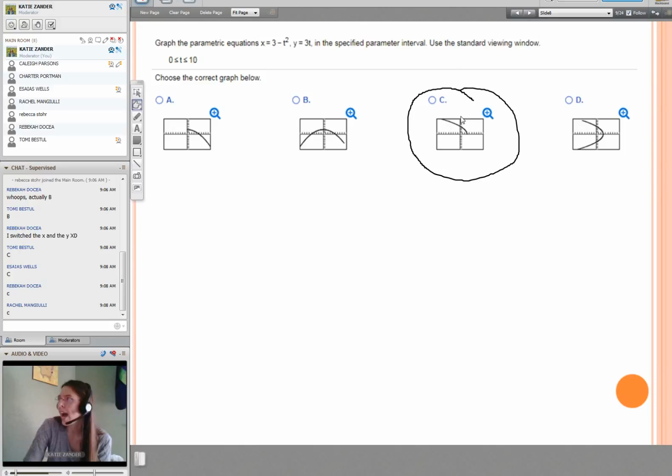Did anybody not get C with their graph on their calculator? Remember, there is that online graphing calculator if you don't have a handheld one that you can work your parametric equations on. I believe it's in the online lesson. I threw it in there. So if you don't have a handheld graphing calculator, use that one that's in the online lesson area.